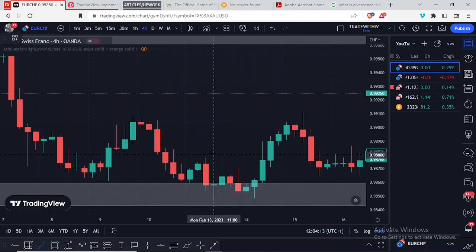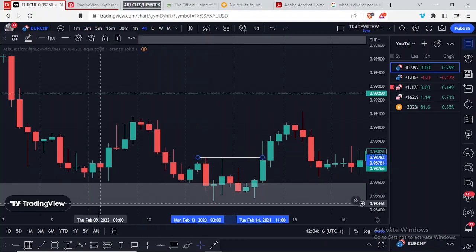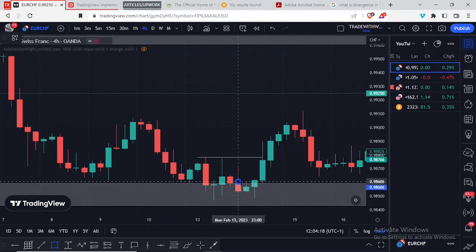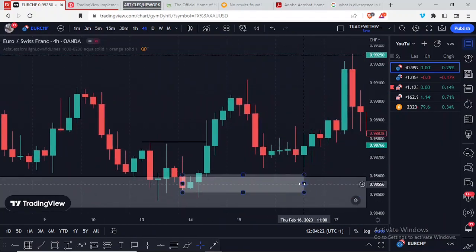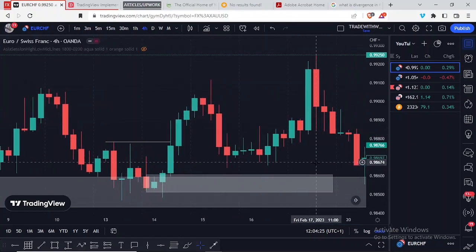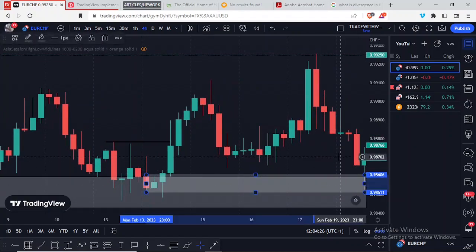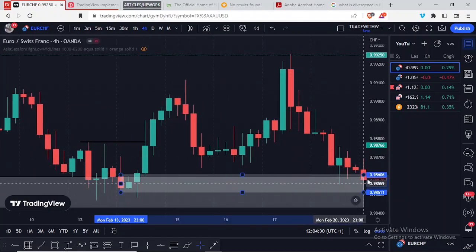Then where's the break of structure? This is the break of structure over here. Then where is the demand zone? This is the demand zone, right? This is the demand zone. So your entry is going to be on that demand zone over here, exactly on that demand zone. You can see there's a drop. Now there's a tap.